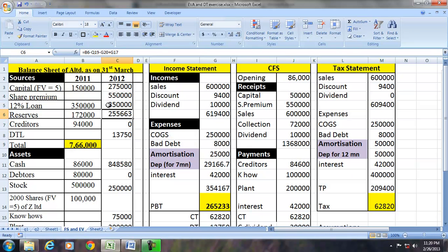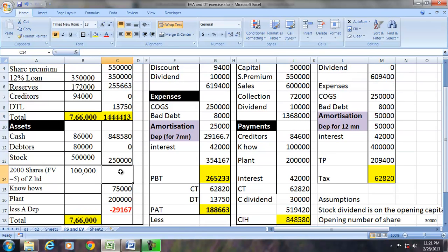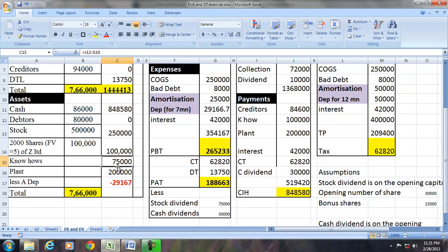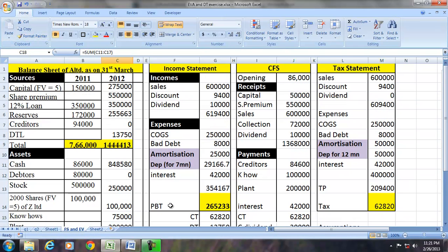No change in the loan, no change in the credit, no change in the 12% loan. Creditors have reduced, DTL has arisen. So the total sources is 14,44,413. 14 lakh, okay, and no change in the shares. So the summation of this will be balancing, the sources are equal to the assets.